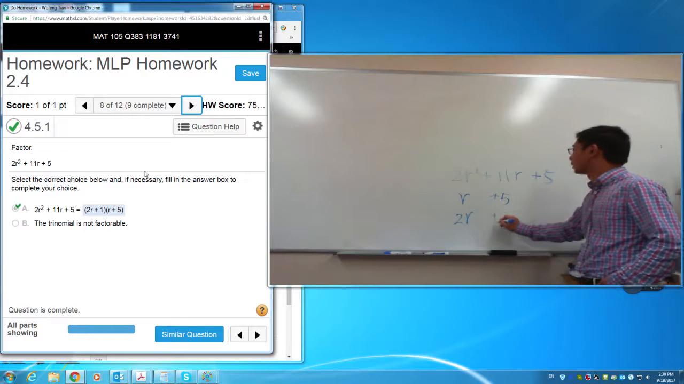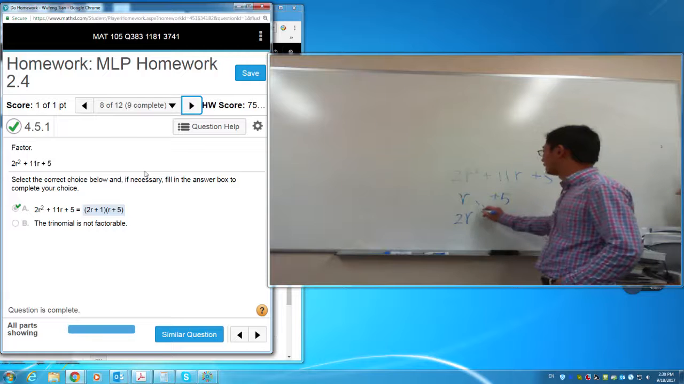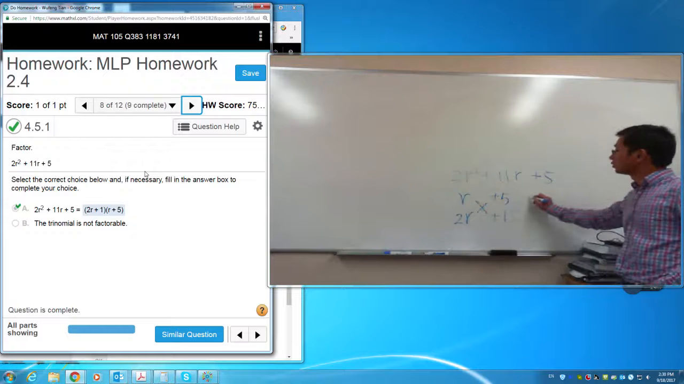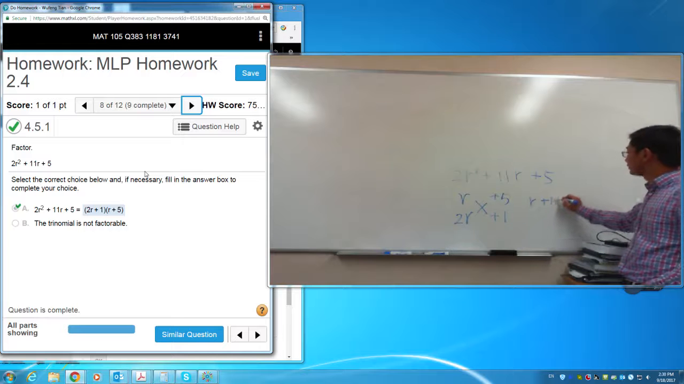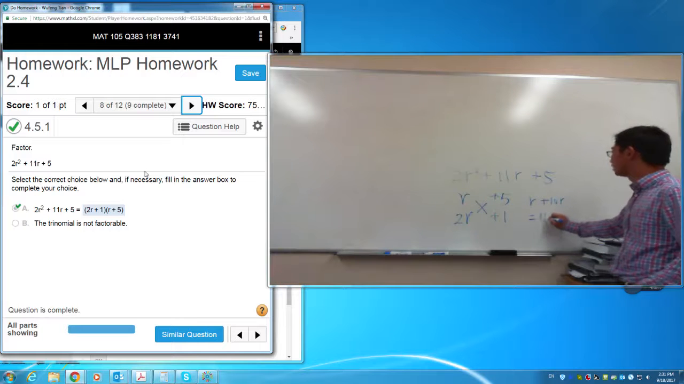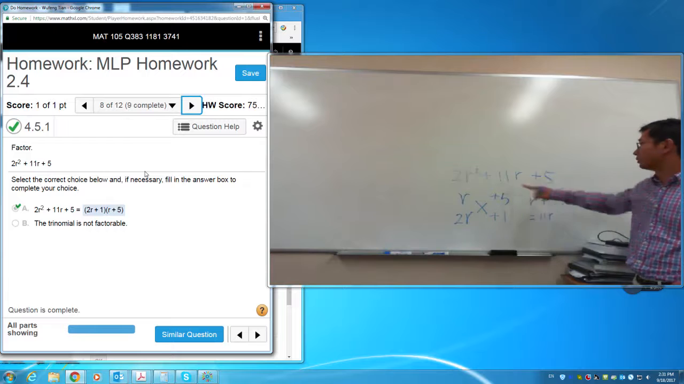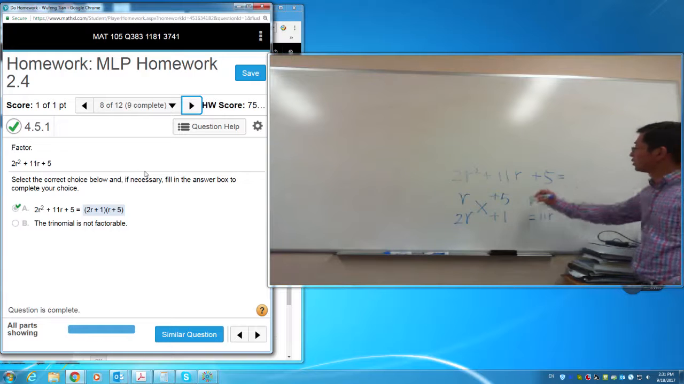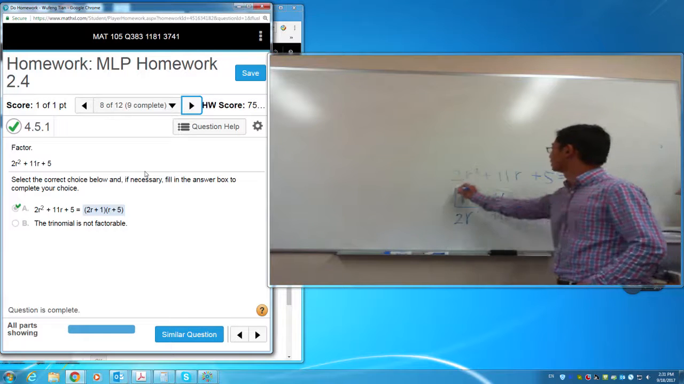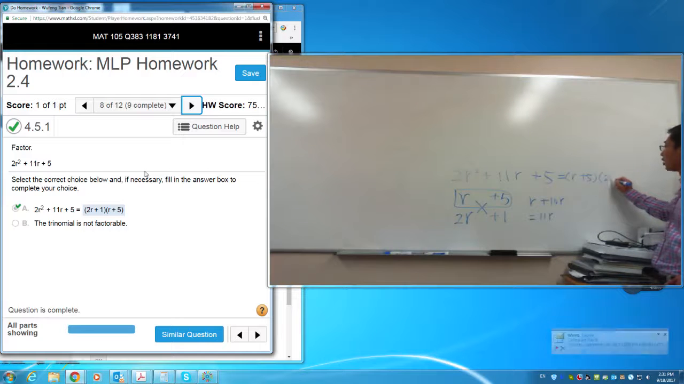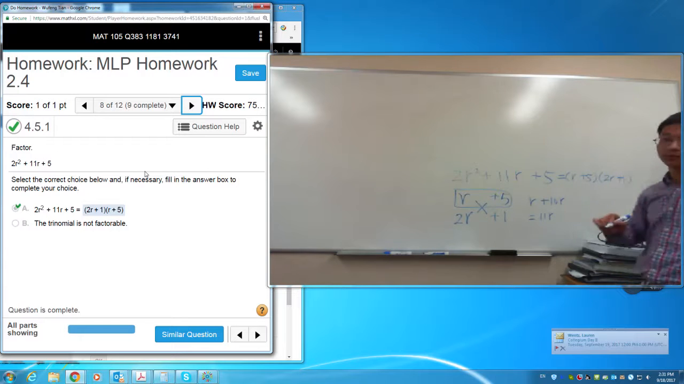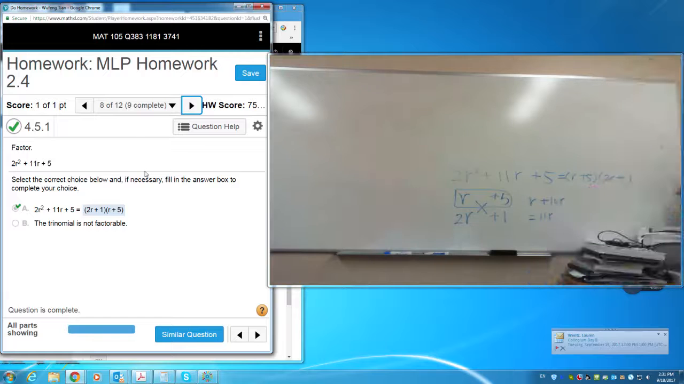Positive 5, positive 1. Cross multiply. R times 1, 1r. 2r times 5, 10r. Together, 11r, which is the middle one. Now the first factor is r plus 5, and the second factor is 2r plus 1. Okay. Number 9.